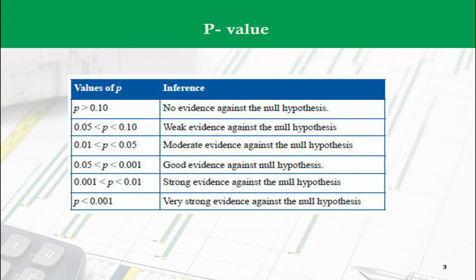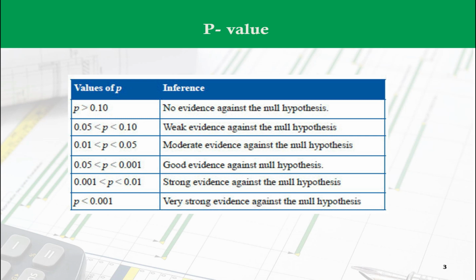P-value interpretation. A p-value higher than 0.05, greater than 0.05, is not statistically significant and indicates strong evidence for the null hypothesis. This means we retain the null hypothesis and reject the alternative hypothesis.